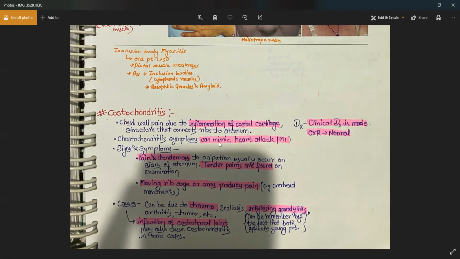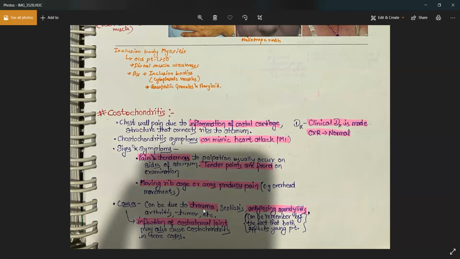Whenever you try to breathe, you will have pain there. Whenever you try to move the rib cage, you will have pain there. So the pain will be associated with any kind of movement of the rib cage, right? And when you palpate the patient over that painful area, you get tenderness over there, at the same location where you have the pain. So pain as well as tenderness at the same location means they're talking about costochondritis.